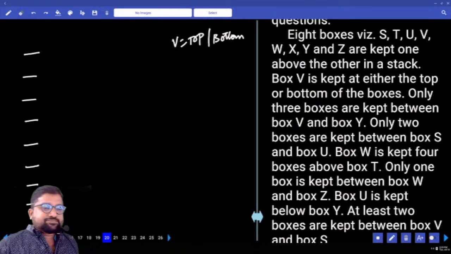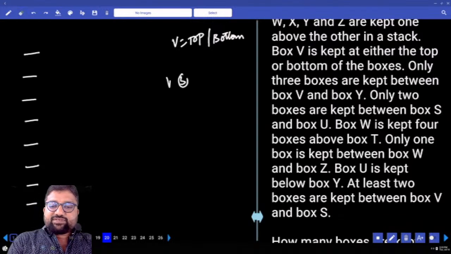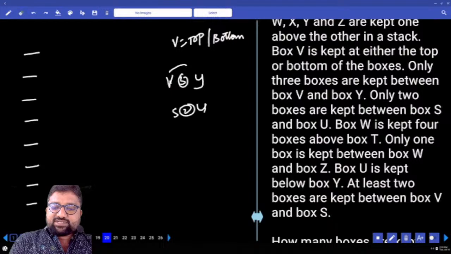Done? 8 boxes. Please read. V is either at the top or at the bottom. Next. Only 3 boxes between V and Y. Next. Only 2 boxes between S and U.